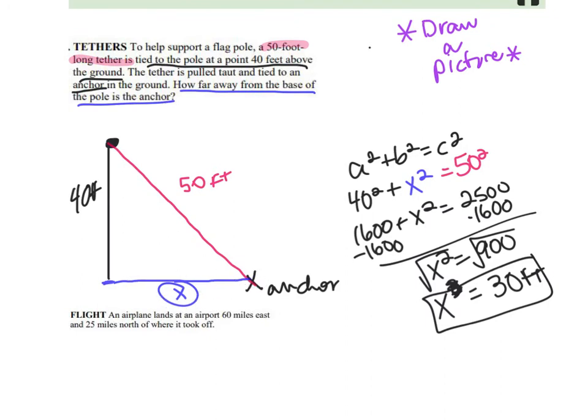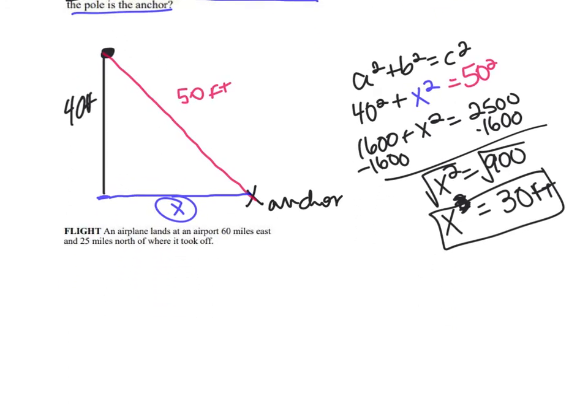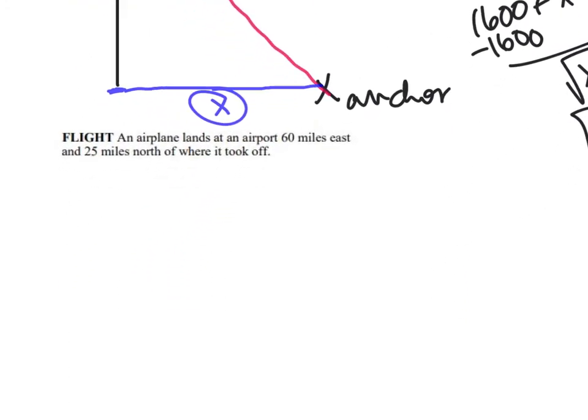Okay, one more example real quick. If we are talking about a flight, an airplane lands at an airport 60 miles east and 25 miles north of where it took off. So we want to find the distance between where it lands and where it takes off.